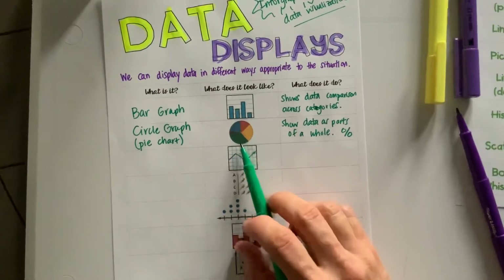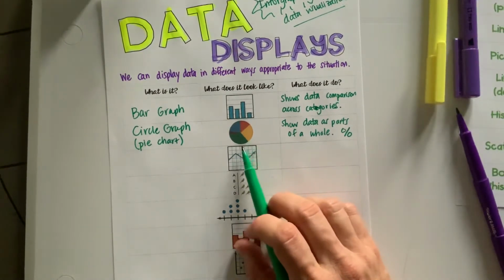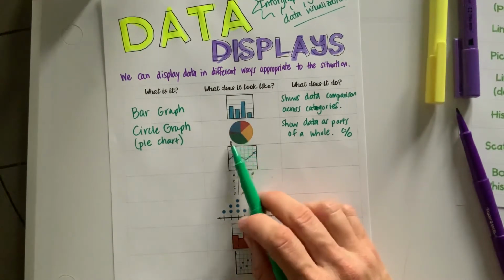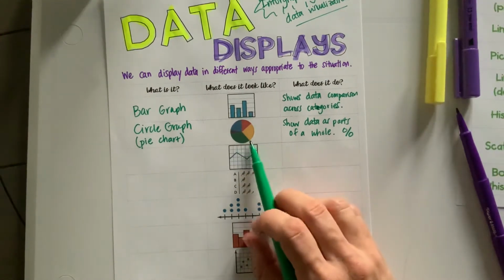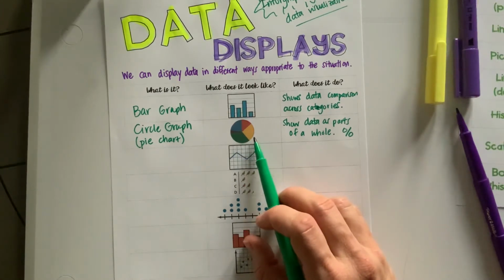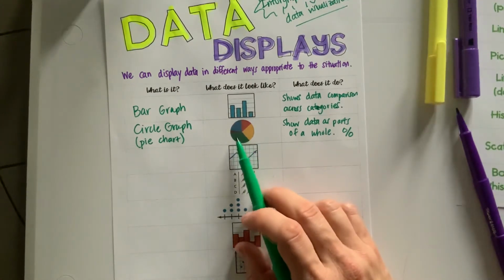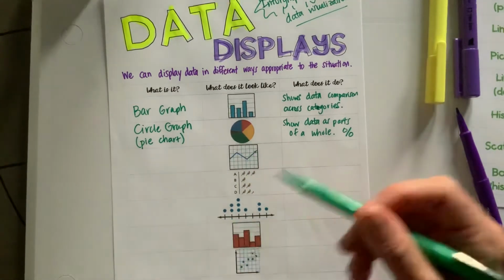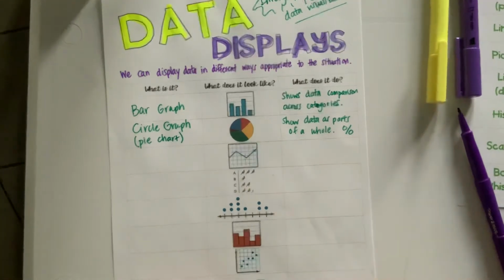So if I were to do that survey of students of what's your favorite color, I could say of all of cohort 3, 30% said their favorite color was green, 25% said their favorite color was yellow, 20% of the students said their favorite color was blue, and so on and so forth. So it's showing the data as part of the whole.